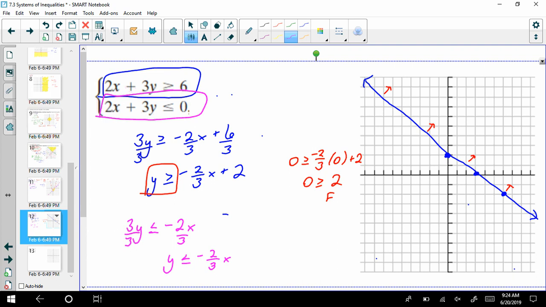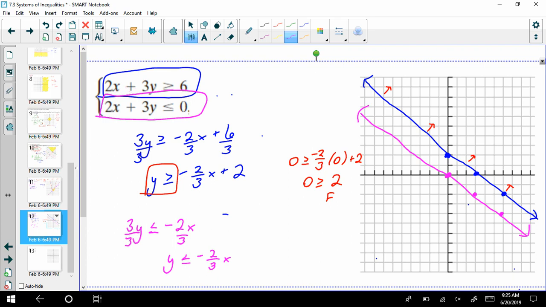So this one, technically my y-intercept is 0. There's a plus 0 out back, so I'll start at 0. And then I'm going to go down to right 3. Down to right 3, and this will also be a solid line.